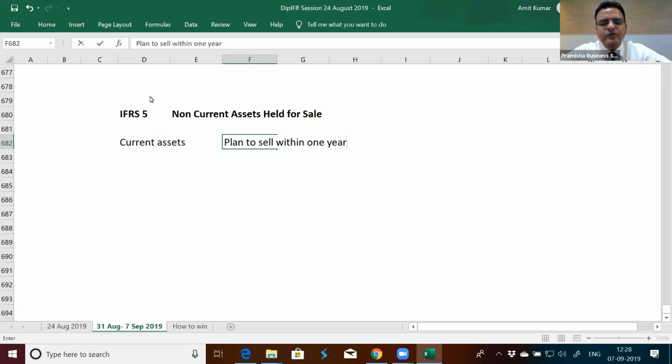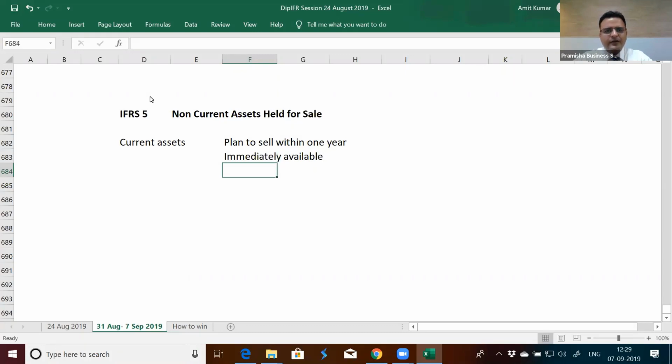You should be committed to sell it. So your planning does not necessarily simply allow you to record it as part of your current assets. The asset should be immediately available. Immediately available means that you have 5,000 pending orders and you are saying that after these 5,000 pending orders are complete, we plan to sell this factory. That means the asset is not immediately available.